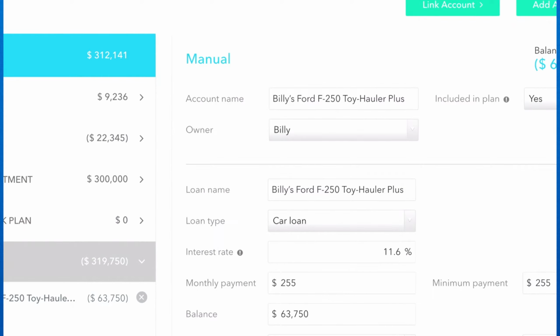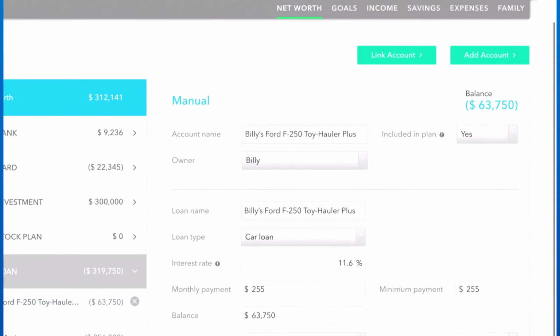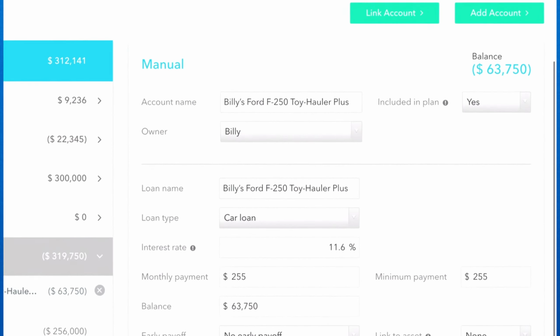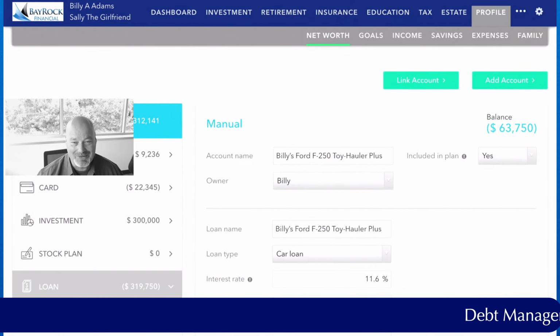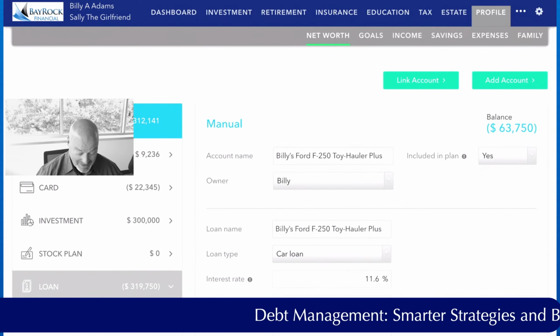So the minimum monthly payment is 255. And if you've been doing this for a while, if you've been in the business of having debt, paying loans for a while, you hopefully know by looking at this that that's a lot of money.